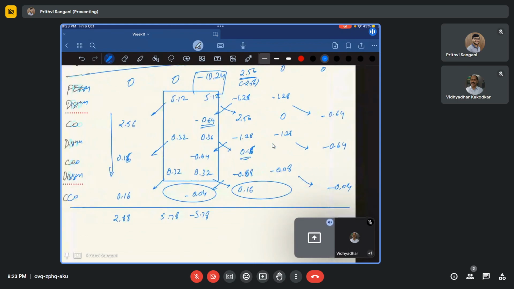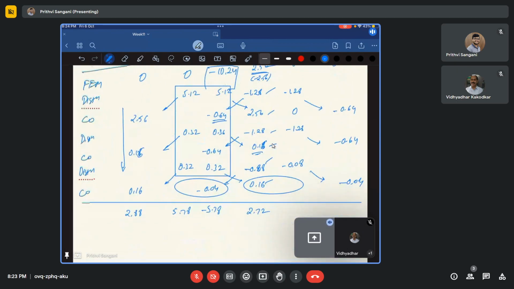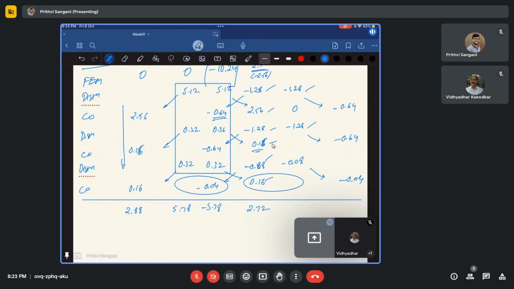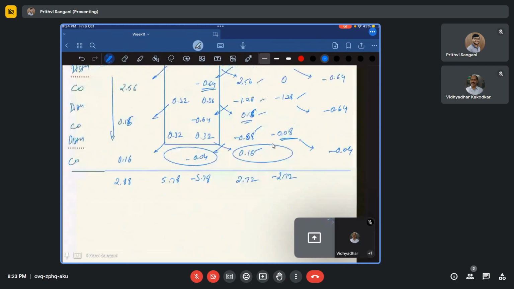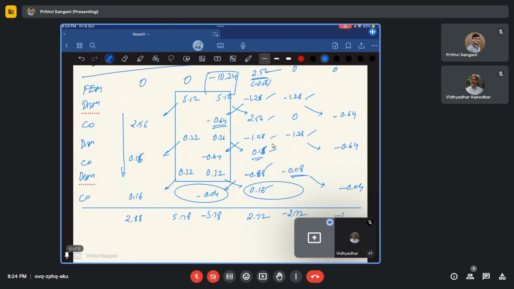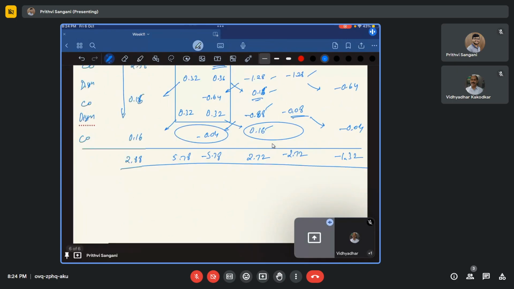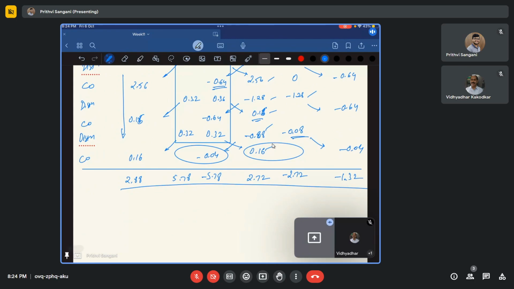Okay. And then what is going to happen here? 2.56 minus 1.28, all these things will be equal to 2.72. And CD, minus 1.28, minus 1.28, almost minus 2.56, something like that, or plus you have this minus 2.72, and this is going to be minus 1.28, 1.28, 1.32, minus 1.32. So now we have obtained the fixed end moments, or the end moments at each joint.